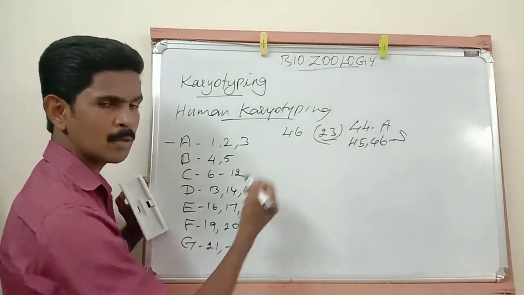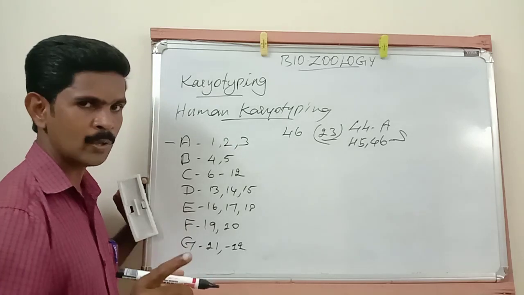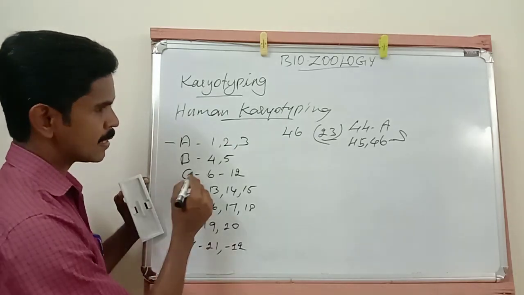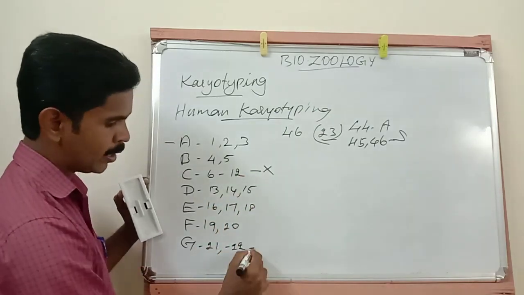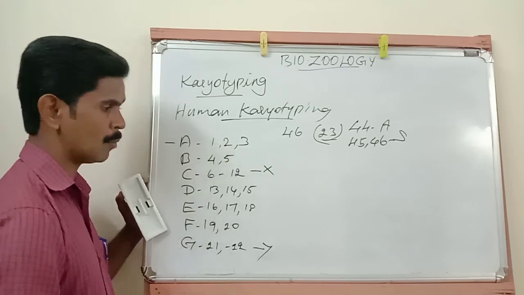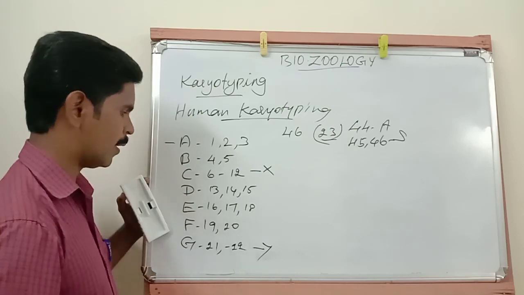that means the autosomes are arranged in the 7 groups. And I already told you the last group is called sex chromosome. So here these X chromosomes are located in the C group and the Y chromosomes are located in the G group. I hope you understood. Then you should remember a very important point.